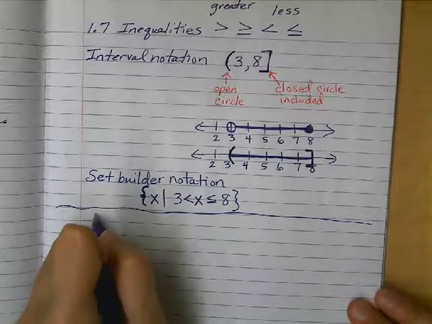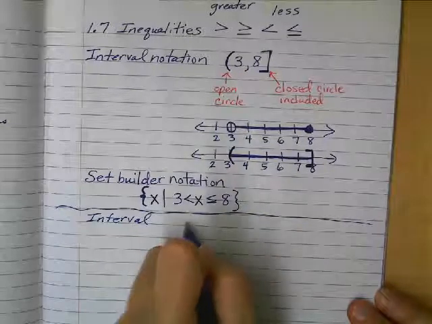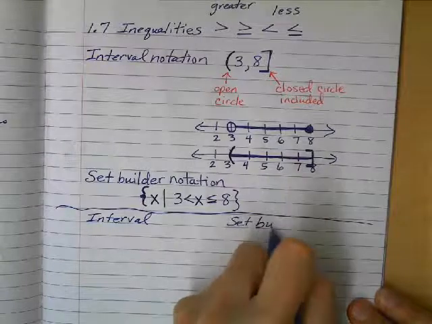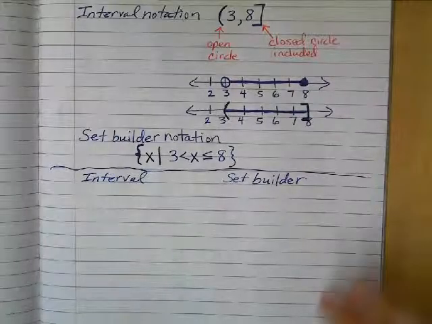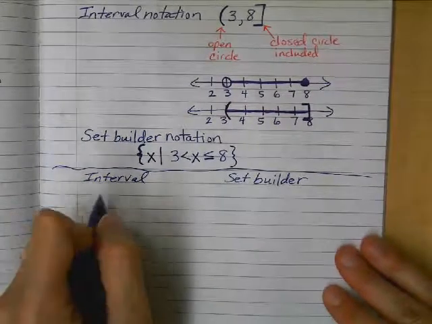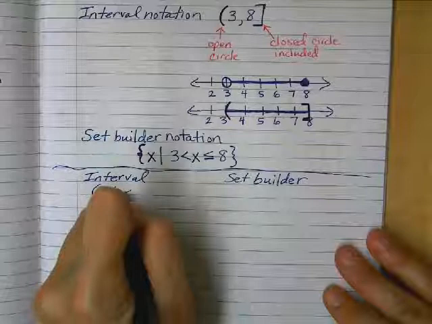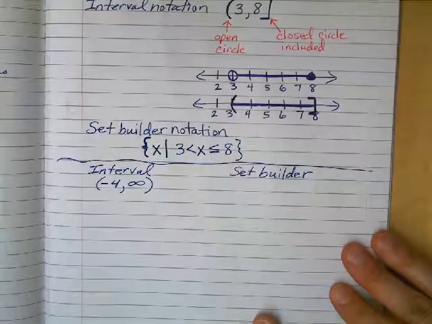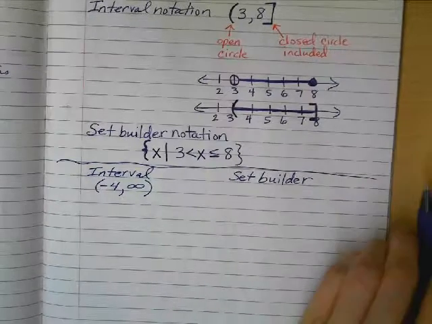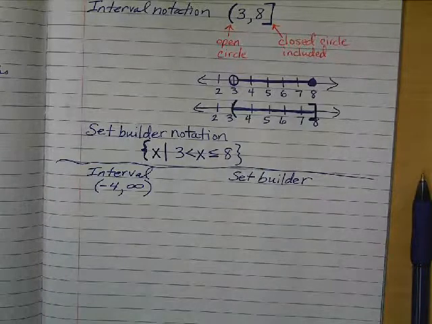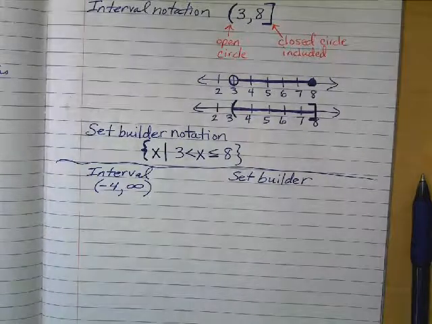So let's try another one. I'm going to write it in the interval way, and then we'll write it in the set builder way over here. Let's try another one, write it 2 ways. Get used to how to write it each way. The interval notation, let's say I gave you one that says -4 in parentheses, comma, infinity. How would you write that in the set builder way? It's kind of different, the different ways to write things.